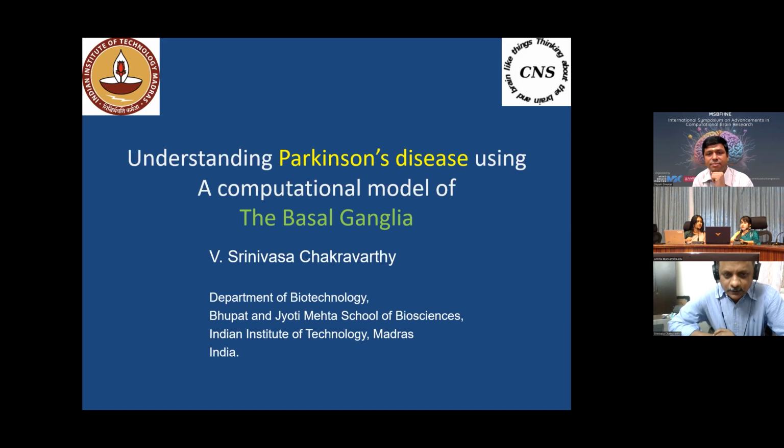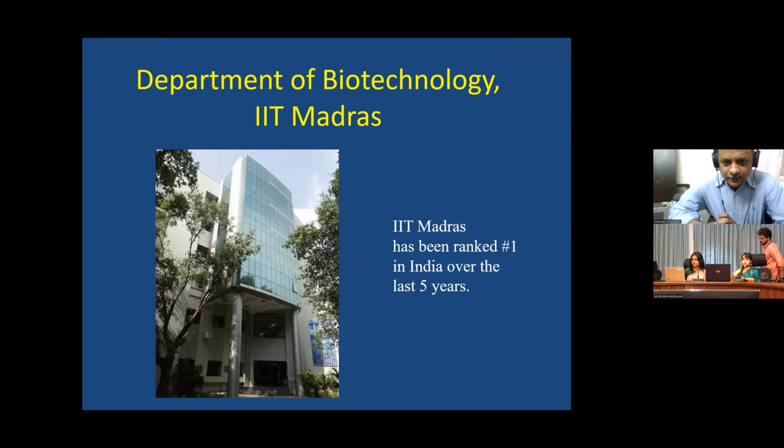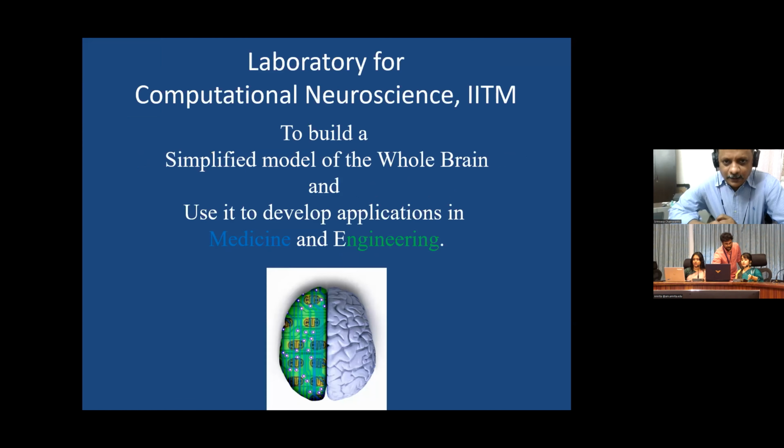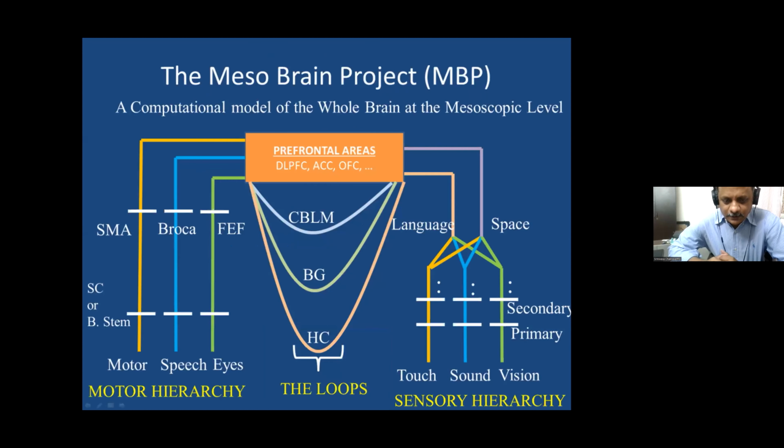Today I'll be talking about some work we've been doing on modeling the basal ganglia to understand Parkinson's disease. So I come from the Department of Biotechnology in IIT Madras. My lab is called the Computational Neuroscience Lab. Our long-term goal is to build a simplified whole brain model. Once it is developed, we believe that it will have immense applications in both medicine and engineering.